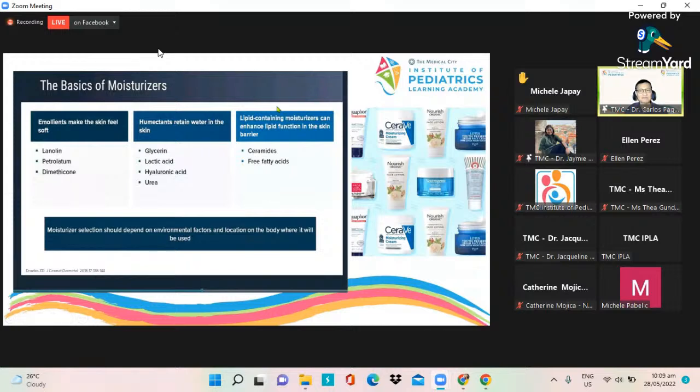There are different kinds of moisturizers here. Okay, that is the generic. Now, we have things called emollients. Ito po, this is what makes the skin feel softer. Yan po, lanolin, petroleum jelly, dimethicone. Humectants naman, yan ang para hindi matuyo yung balat ng bata. It retains water. Glycerin, hyaluronic acid, lactic acid, urea.